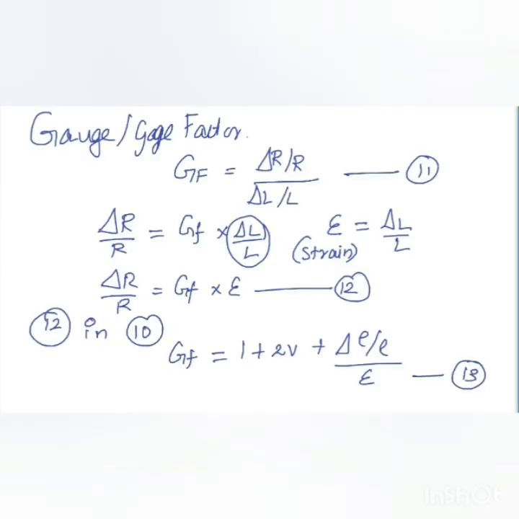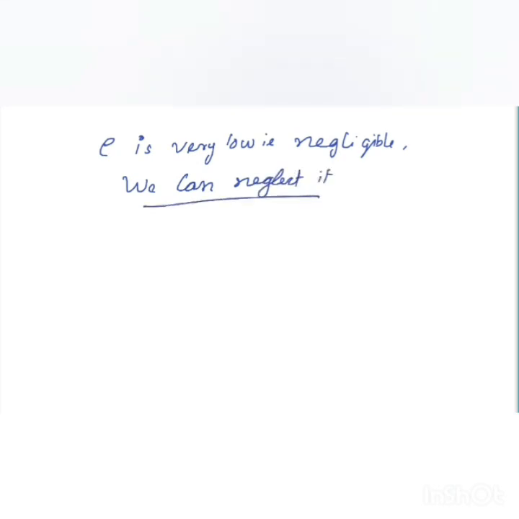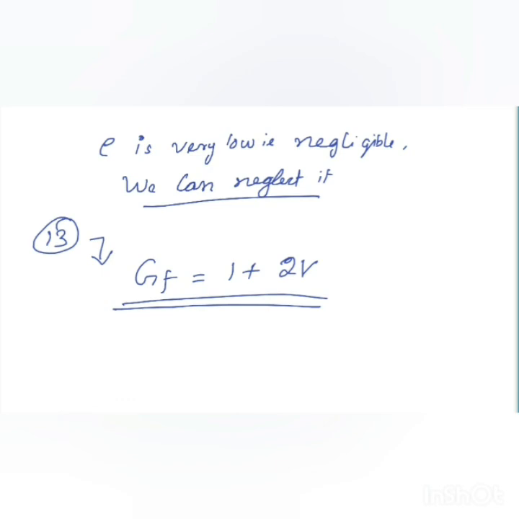Another thing you have to notice is that if the change in the value of resistivity due to strain is almost negligible, then we can neglect it. So if I neglect that, then my equation number 13 would become GF is equal to 1 plus 2 mu, right? So this is how you find gauge factor.